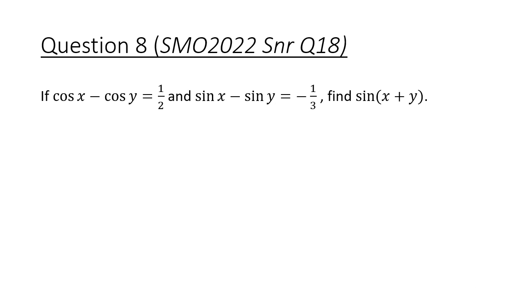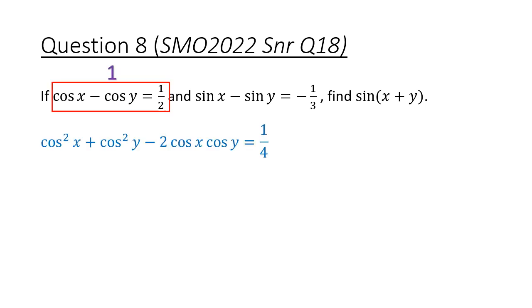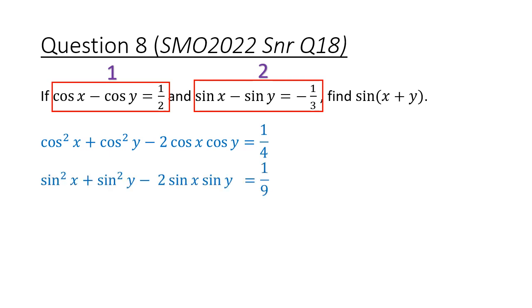Now the more efficient approach is to take the first equation and square it. This will give us cos square x plus cos square y minus 2 cos x cos y equals 1 over 4. We take equation 2 and also square it. This will give us sine square x plus sine square y minus 2 sine x sine y equals 1 over 9. Now we're going to add these two new equations together.